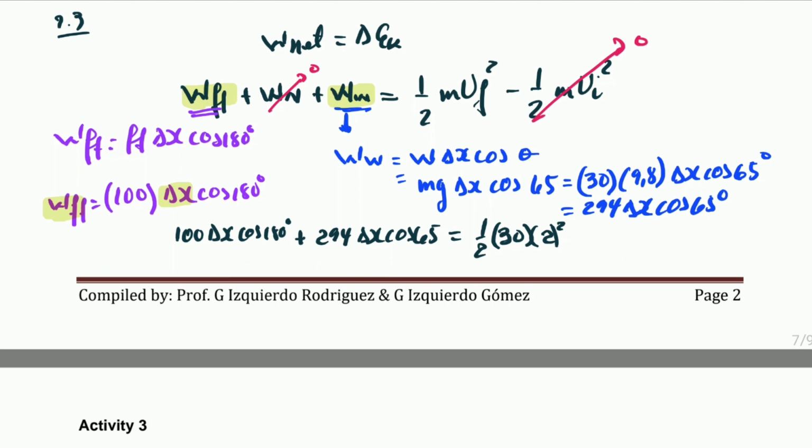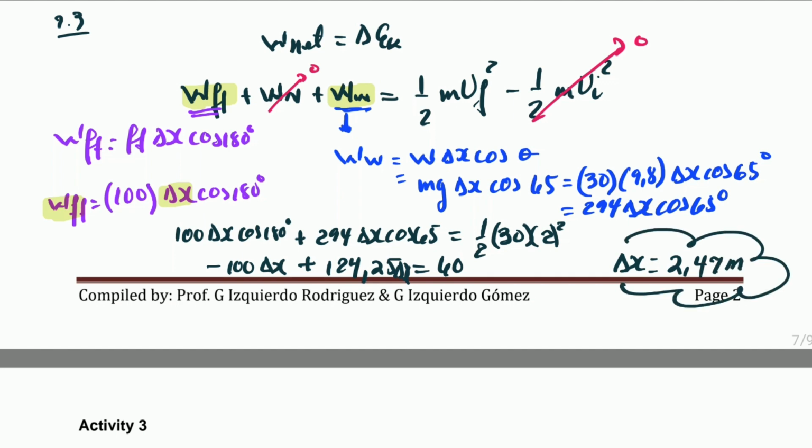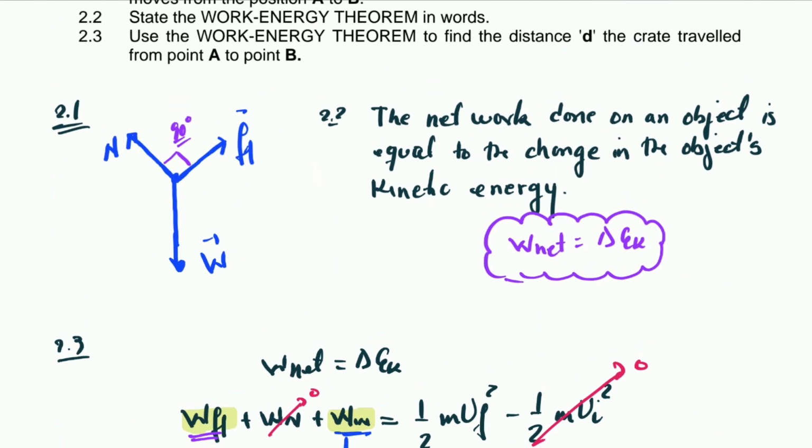We're going to question 3 just now, but let's substitute here everything we have. Let's finish this one. After doing all the calculation, you will get that the displacement is equal to 2.47 meters, and this is the answer for this question using the work energy theorem. It's not that bad, really not that bad.